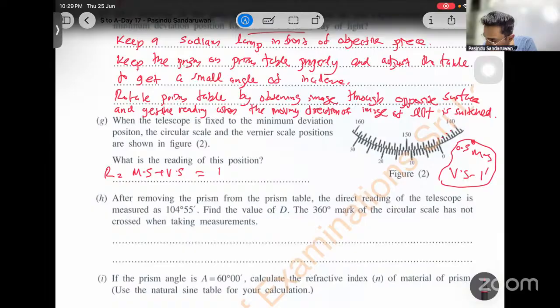The reading of the main scale is 144 in degrees. Then find the coincided point. The coincided point is here, this one, 15. So 15 minutes from the vernier scale. That is directly 15 minutes. So 144 degrees 15 minutes. Next.